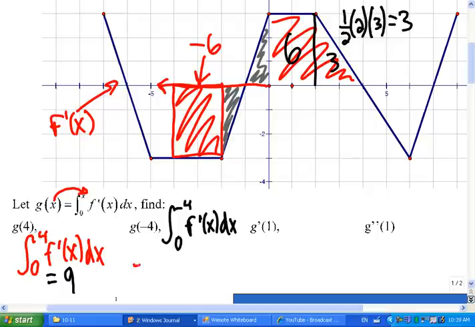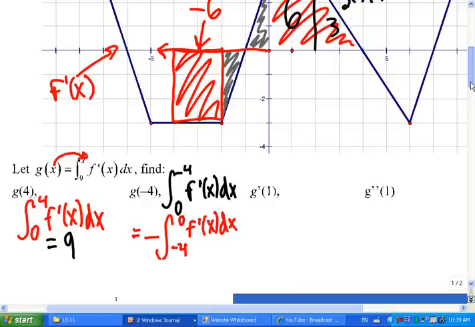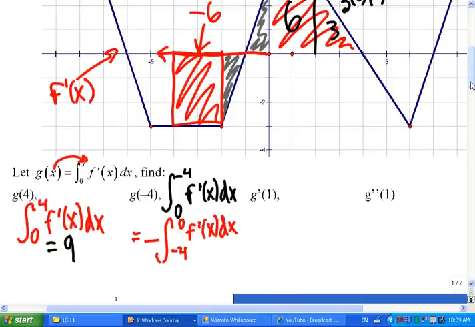So what I could say to keep you from getting tripped up is write it in the normal direction, from negative 4 to 0. If we go in the normal direction, then you don't have to think so hard about whether this is negative or positive. So it's going to be the negative of negative 6, which is positive 6. Or, like I said, you could think about it like this: the area is negative, but I was asked to go backwards. So the negative times the negative puts me at positive 6.